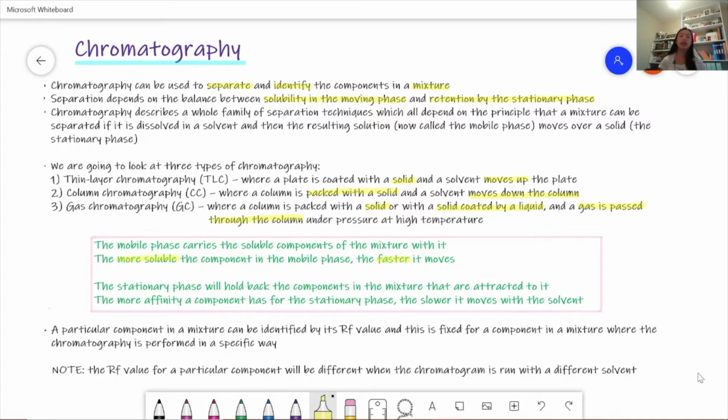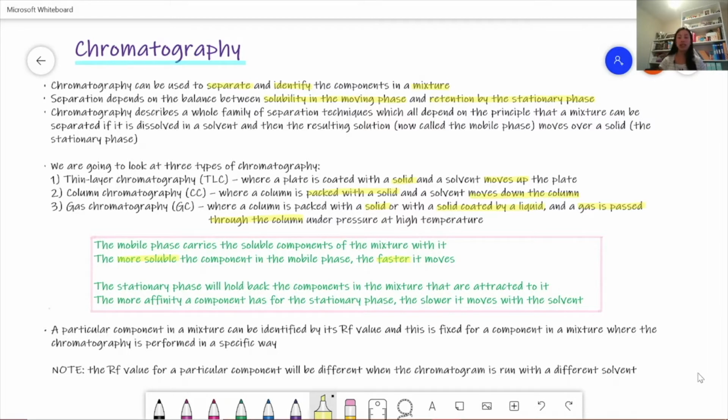If we were looking at paper chromatography, for example, the mobile phase would be the solvent, because that's what carries the soluble parts of the mixture up the paper. So if the component has a higher affinity for the mobile phase, or is more soluble, then the faster it moves, and so the higher up the piece of paper it will be at the end.